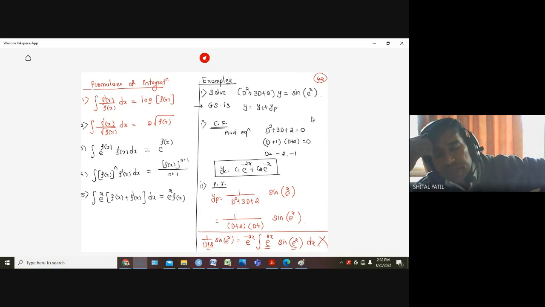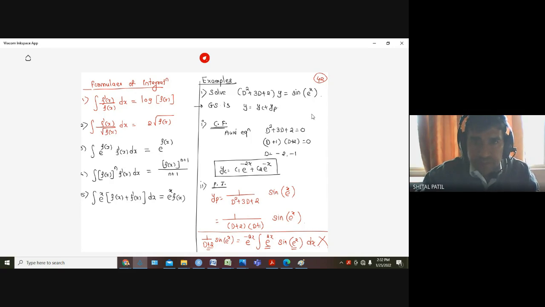I'll repeat. If we operate 1 upon D plus 2, we are getting e raised to minus 2x outside the integral. Why? Plus 2 will be converted into minus 2. E raised to minus 2x, inside the integral e raised to plus 2x, and then sine e raised to x as it is. But we have different functions, right? What is different? E raised to 2x here and e raised to x here. Therefore, better not to use this. If we don't have any other option, we have to use it. But since we have option 1 upon D plus 1, therefore let me use that.